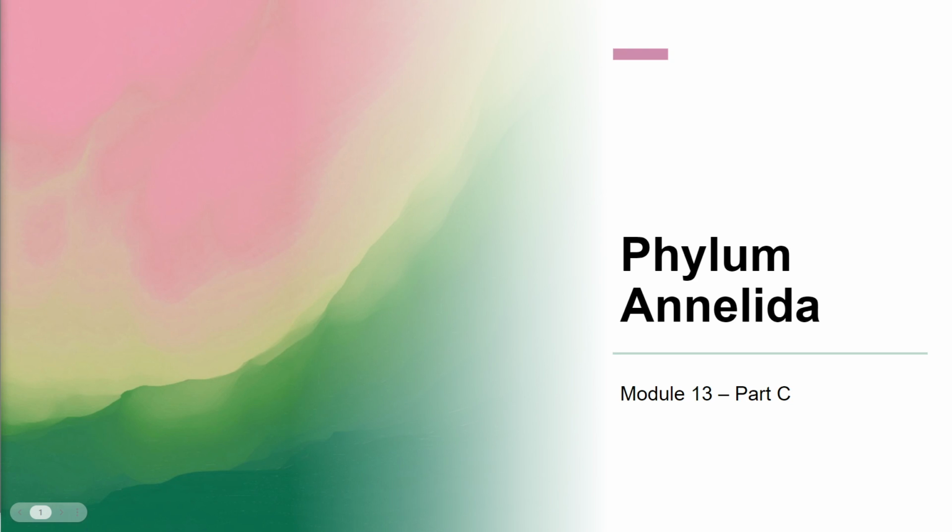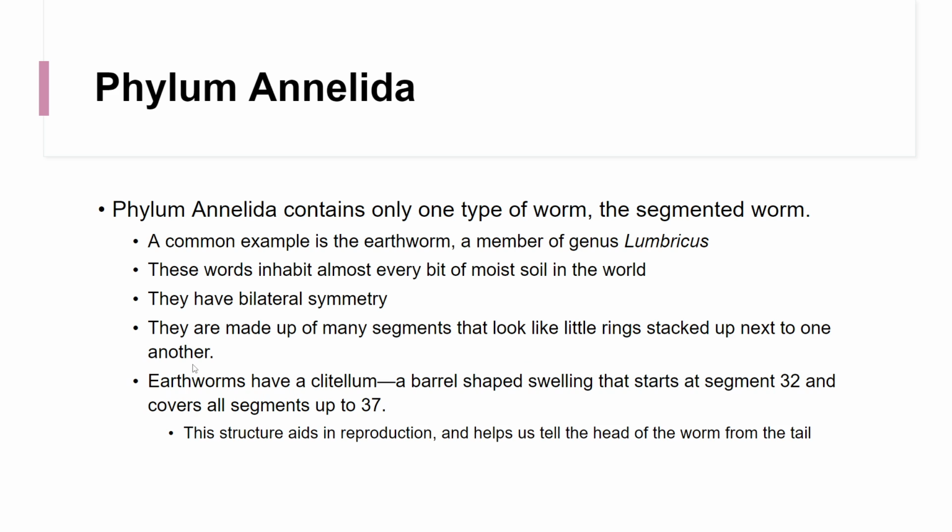Next, we're going to be looking at more invertebrates in chapter 13, part C. We're going to be looking at phylum Annelida. Phylum Annelida contains only one type of worm, the segmented worm. So the earthworm is a good example. They inhabit pretty much every bit of topsoil all over the world.